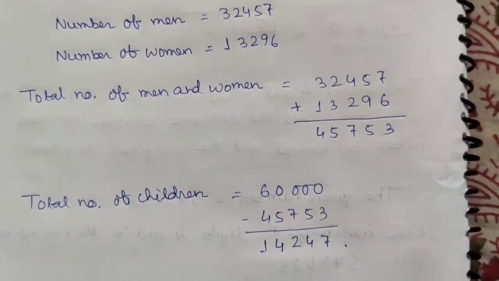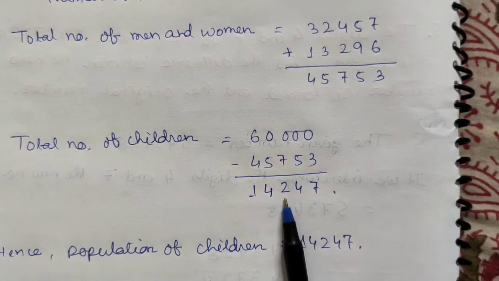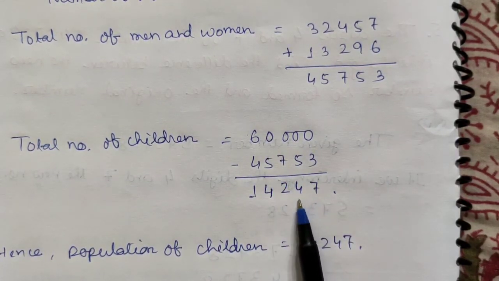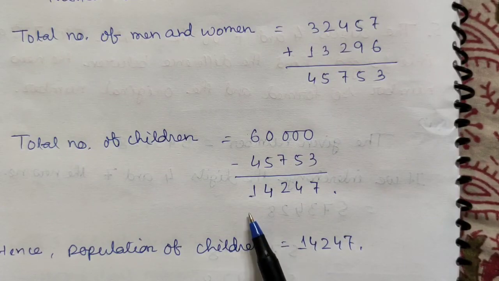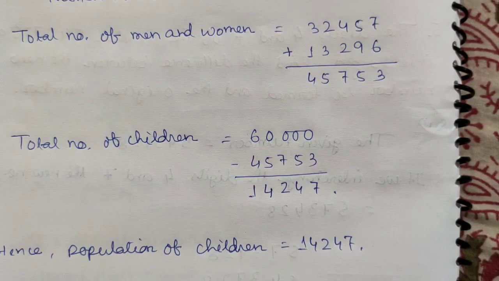Now if we subtract the total number of men and women from the total population, that is, if we subtract 45,753 from 60,000, the result will be the total number of children, right? That is the population of children. So the population of children is 14,247. Hence the population of children in the town is 14,247.